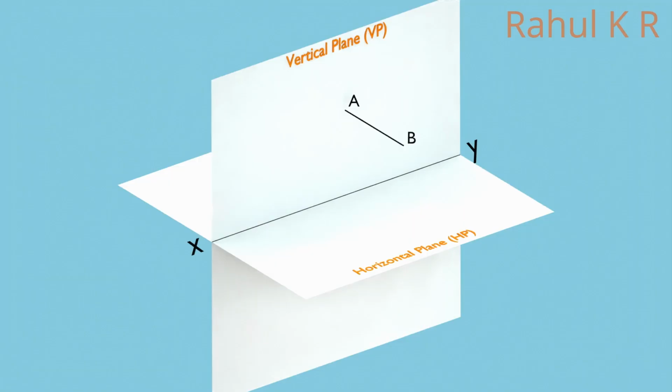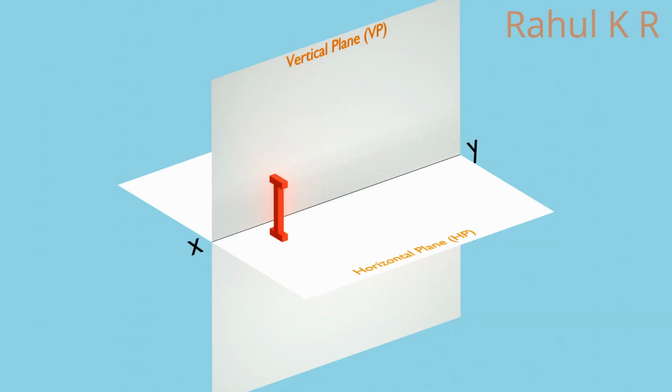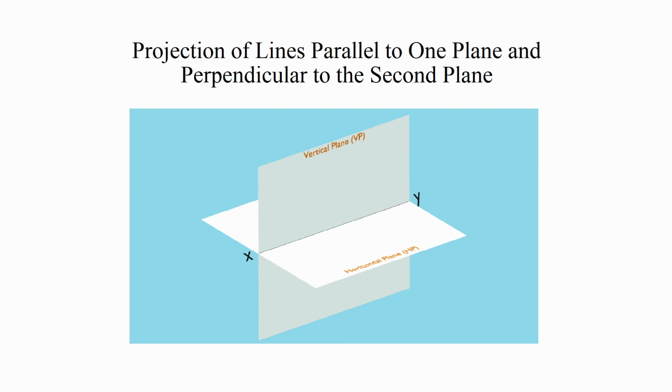They can be of two types. They can be parallel to the horizontal plane and perpendicular to vertical plane, or be parallel to vertical plane and perpendicular to horizontal plane. And these lines can be in first, second, third, or fourth quadrant, or they can lie in more than one quadrant. Let's see these scenarios one by one.